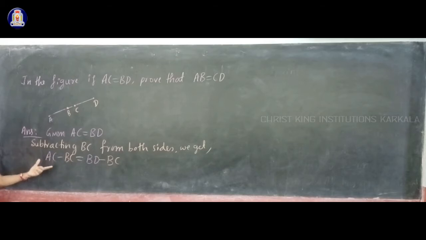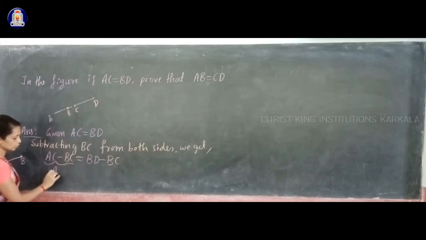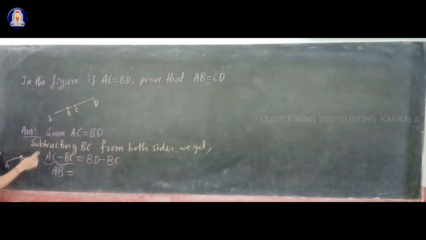You have to see the figure. You have AC, right? This is AC and here you have point B. I highlighted that part of the figure. From AC minus BC means you have to subtract the BC part from AC. Subtracting means you delete, erase that. If you erase that BC part, what do you get? AB. So AC minus BC gives you AB, and you have to observe the same on the right side also.